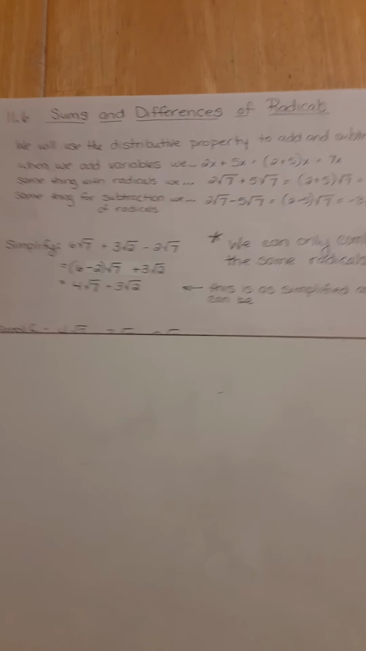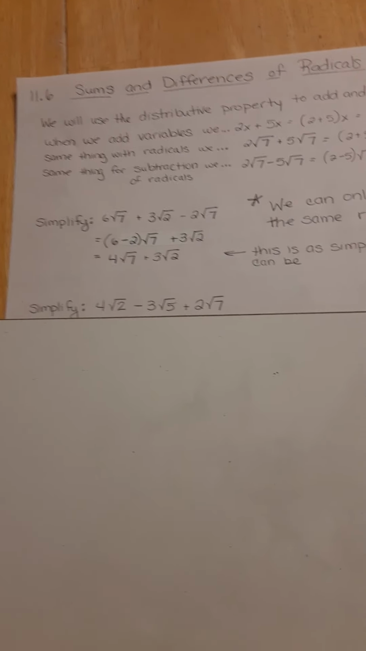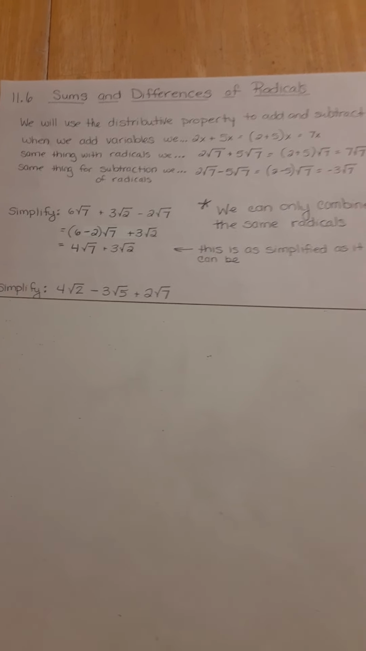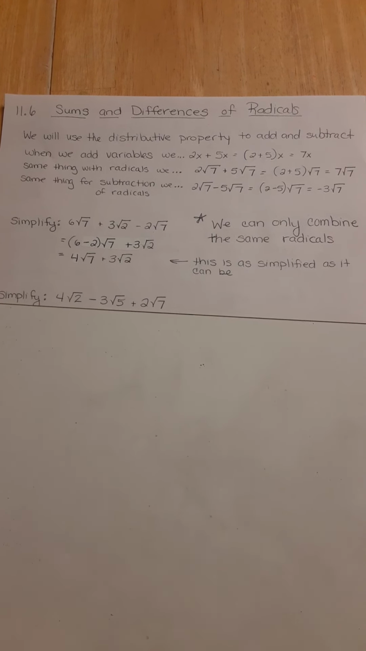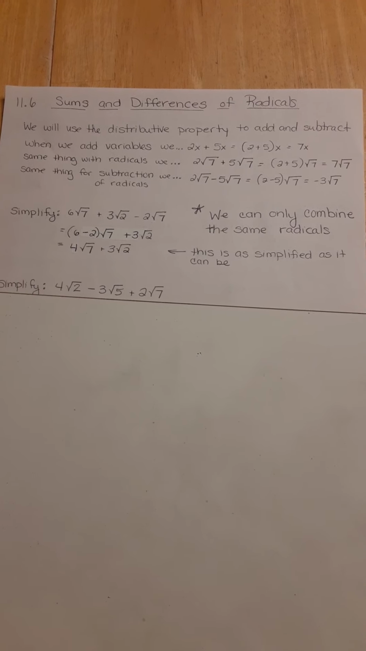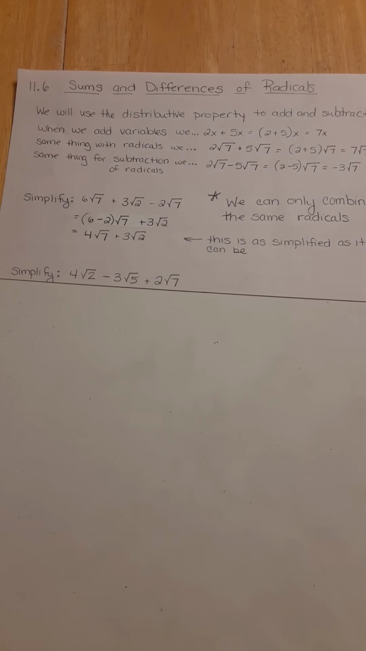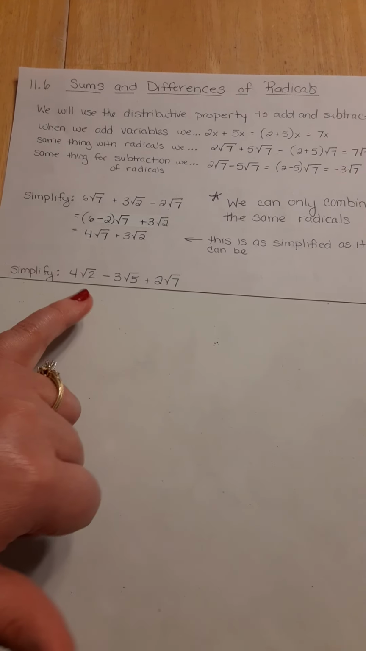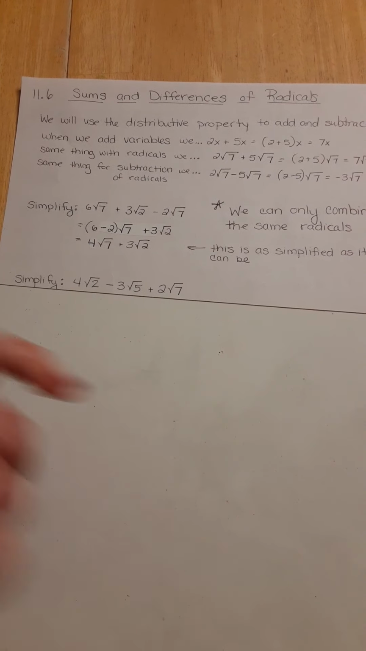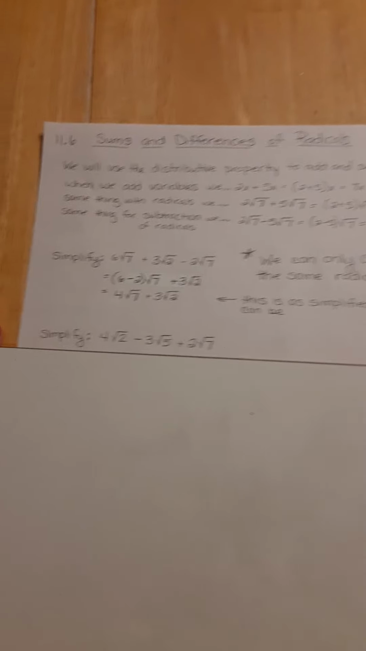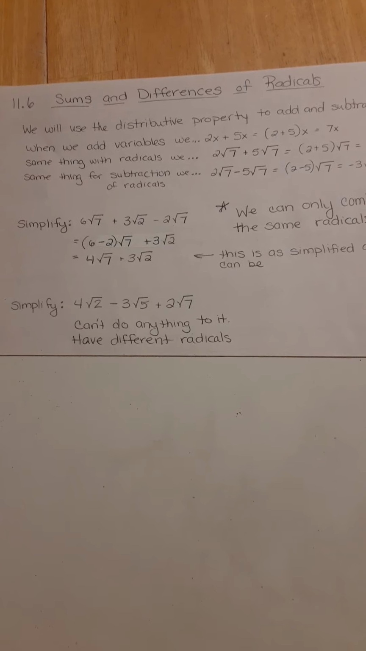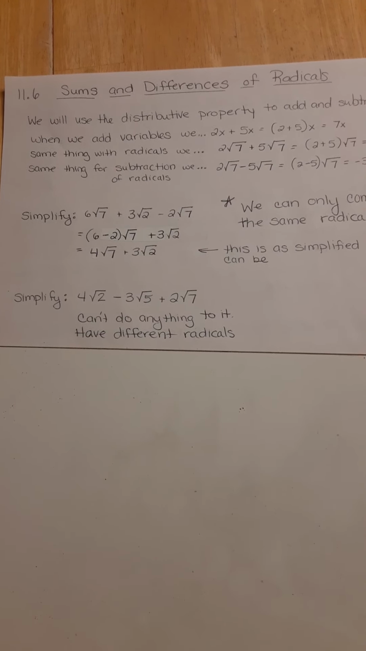Okay, let's take a look at this one here. Now I have 4 times the square root of 2 minus 3 times the square root of 5 plus 2 times the square root of 7. If you notice, there is nothing in common. None of these numbers underneath the square root sign is the same. So I have to leave it as is. I can't do anything with it.